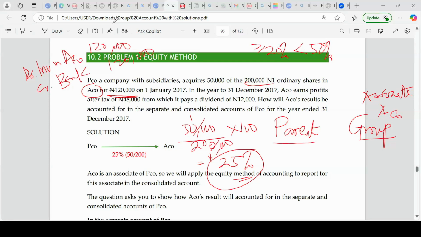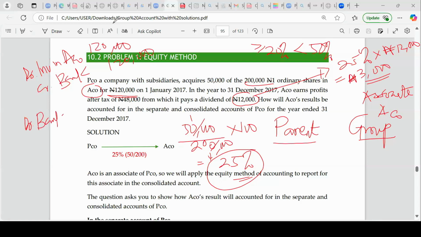Now, the day that dividend was declared and dividend was paid to PICO, PICO will say, out of the 12,000 naira that was the dividend that ECO paid, PICO will get 25% of this 12,000. Now, 25% of 12,000 will equal 3,000 naira, because that's 1/4 of 12,000. So therefore, what will PICO do? PICO will say, I have received cash.